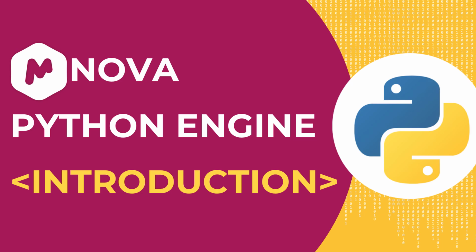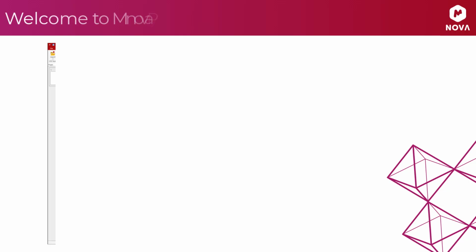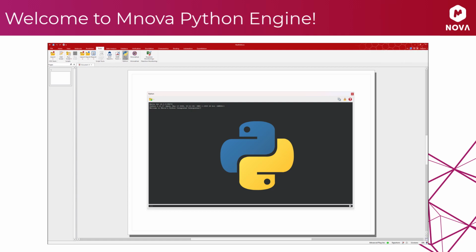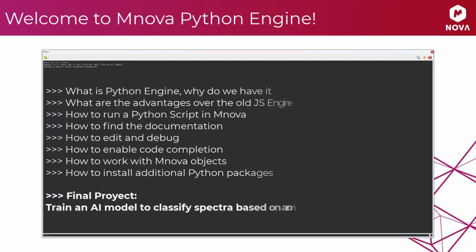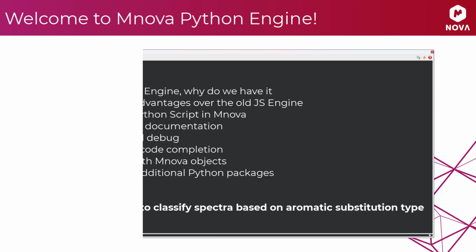Welcome to this series of videos on the new Python engine in Mnova. In this first episode, we're going to give an outline of what to expect in the series and give a sneak peek at what we will be working towards implementing, an AI-powered method to determine aromatic substitution patterns.